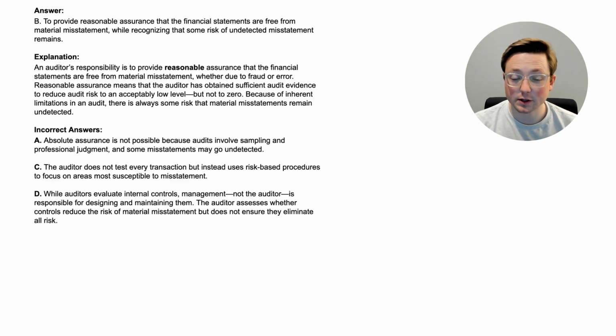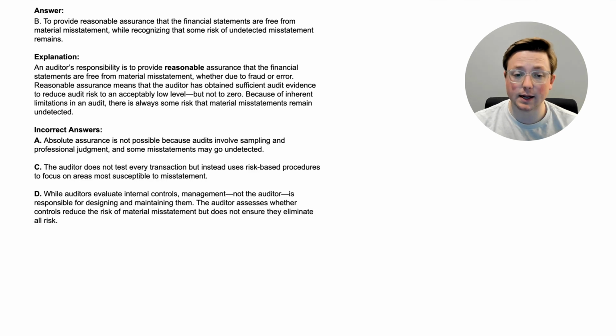An auditor's responsibility is to provide reasonable assurance that the financial statements are free from material misstatement, whether due to fraud or error. Reasonable assurance means that the auditor has obtained sufficient audit evidence to reduce audit risk to an acceptably low level, but not to zero. Because of inherent limitations in an audit, and we've talked about that in a previous video, there is always some risk that material misstatements remain undetected. So that's something that you've got to always remember as you're talking about control risk and things like that.